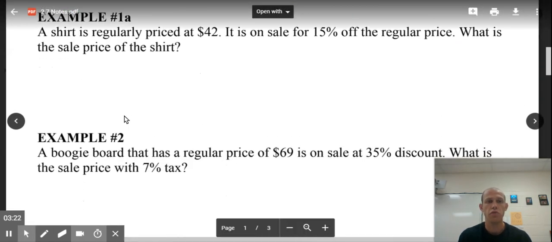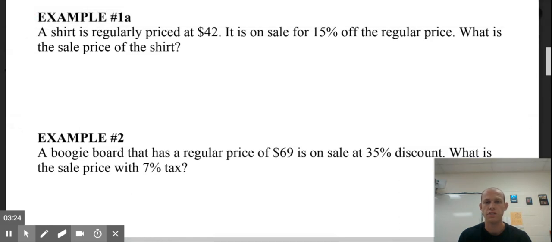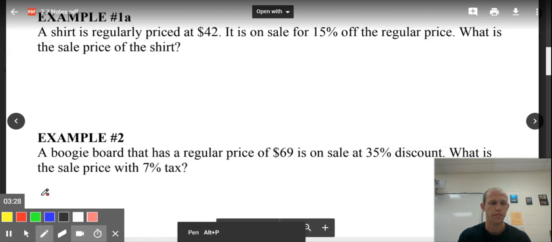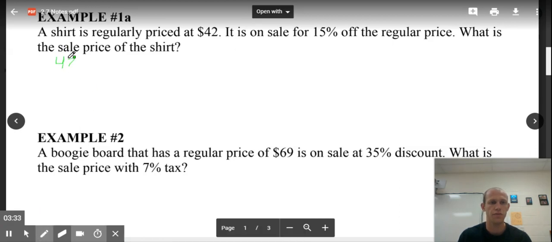A shirt is regularly priced for $42. It's on sale for 15% off the regular price. What is the sale price? So if I do method 1, I will take 42 multiplied by 15% as a number. I'll get out $6.30. And because this is a discount, I subtract it away. And we'll get out $35.70.